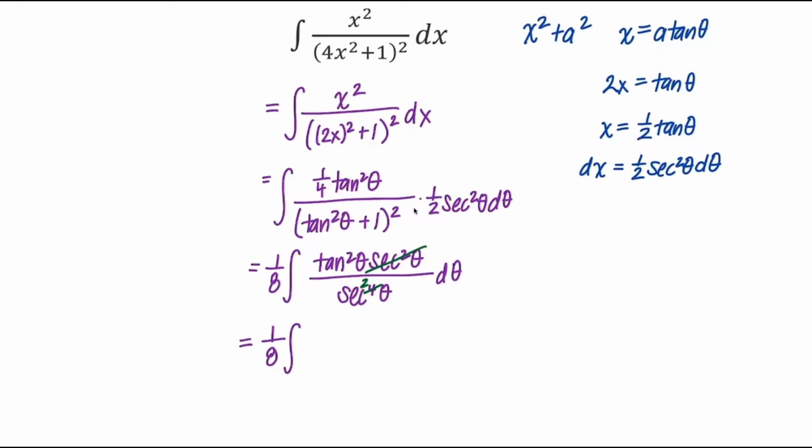The integral of tangent squared theta is sine squared theta over cosine squared theta. And instead of dividing by secant squared, I can think about dividing by 1 over cosine squared, which is multiplying by the reciprocal, cosine squared theta over 1. All right, and cosine squared theta over cosine squared theta is 1. So what we're integrating here is just sine squared theta.